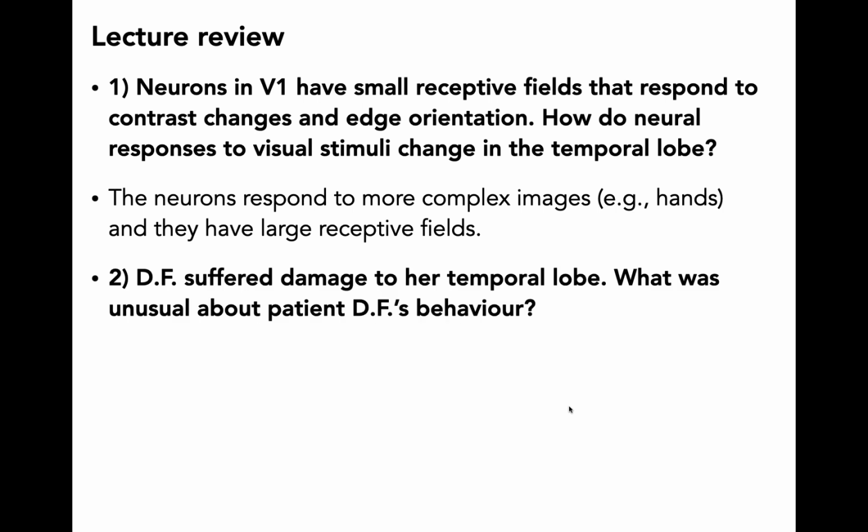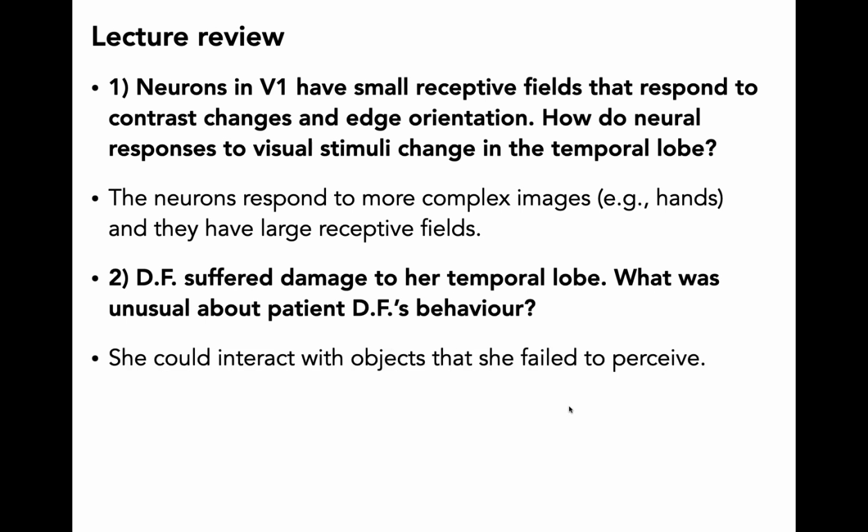Question 2. DF suffered damage to her temporal lobe. What was unusual about patient DF's behavior? So think about that mail slot study. What was the deficit that Mel Goodale observed? So question 2, what was unusual about the patient DF's behavior? She could interact with objects that she failed to recognize, that she failed to perceive. And this was some evidence, right, that the brain distinguishes between vision for recognition and vision for action.